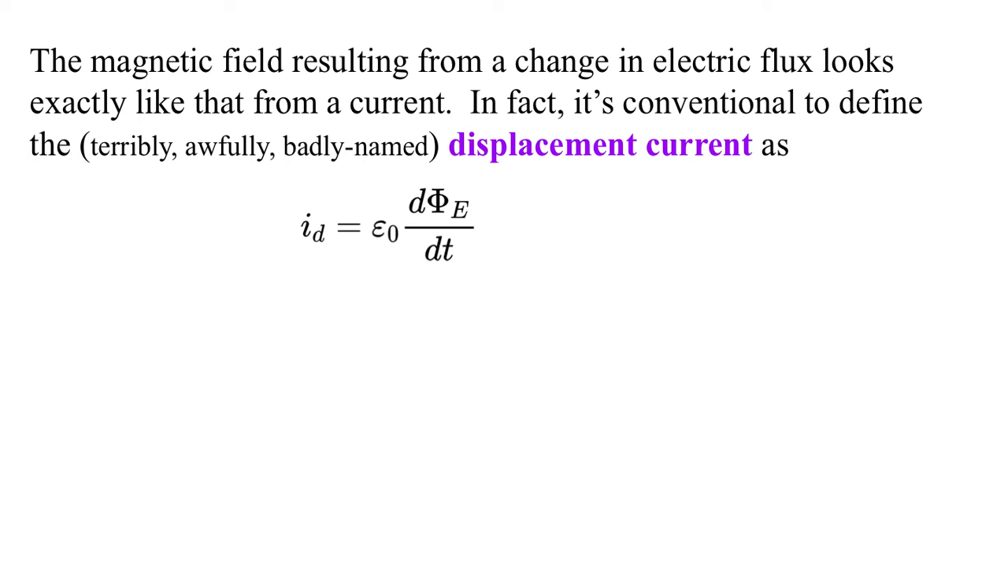In fact, it's conventional to define something called the displacement current, although everybody who teaches this always says it's a terrible name because it puts some things in your head that aren't there. What is a displacement current? It seems like a current that's been displaced, and it's not so clear what that is, although we'll see in a minute what motivated Maxwell to call it that. The displacement current then is just epsilon naught times d flux of E dt.